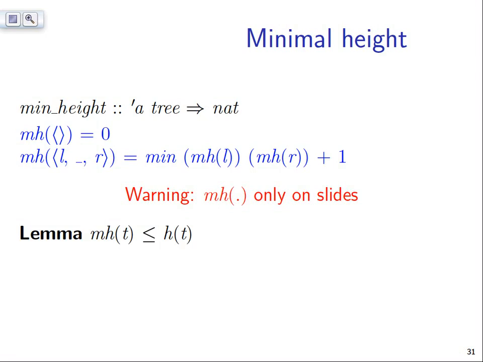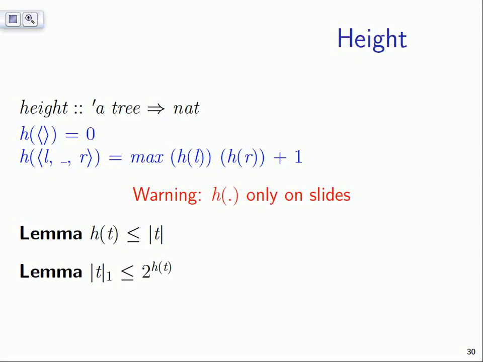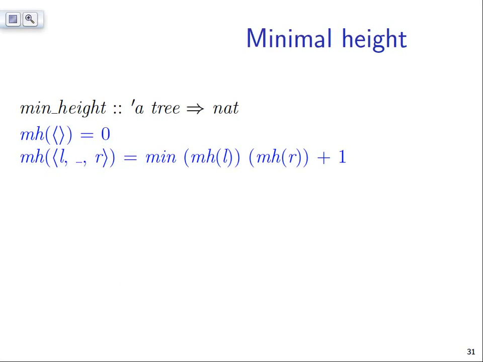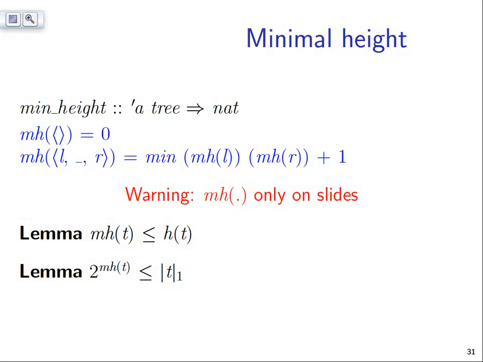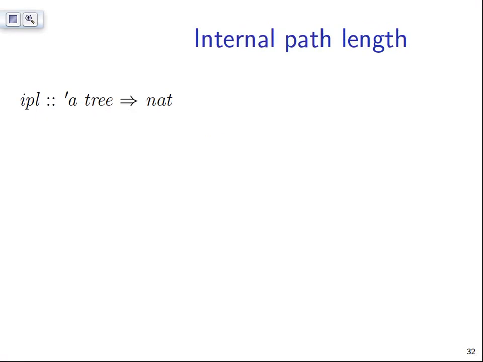And the minimum height, of course, is less or equal to the height, and the minimum height is a lower bound for the number of leaves. So when we look at the height, the number of leaves had an upper bound of 2 to the height, and the number of leaves has a lower bound of 2 to the minimum height.